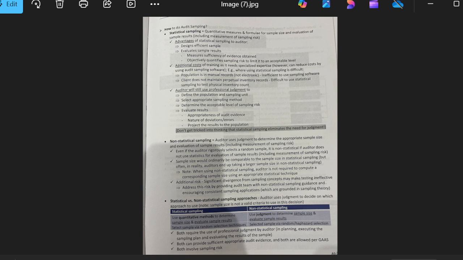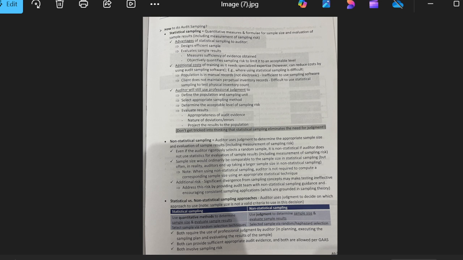Here, the auditor evaluates the results based on the appropriateness of the audit evidence and the nature of the deviations, and projects those results to the population. Moving forward, in non-statistical sampling the auditor uses judgment to determine the appropriate sample size and evaluation of the sample results, which include the measurement of the sampling risk. Even if the auditor rigorously selects a random sample, it is a non-statistical sample if the auditor does not use statistics for evaluation of the sampling results.